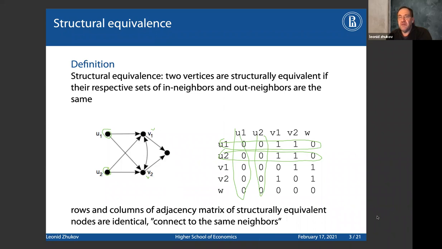So again, nodes are structurally equivalent if their connectivity is completely overlapping. Now, this is a convenient definition, but unfortunately, it breaks down for nodes that are directly connected to each other. If you look at these two nodes, V1 and V2, in fact, the incoming links are all the same, outgoing links are all the same, except for V1 connected to V2 and V2 connected to V1.